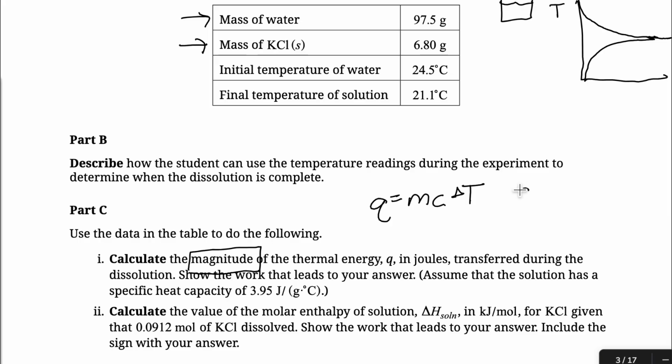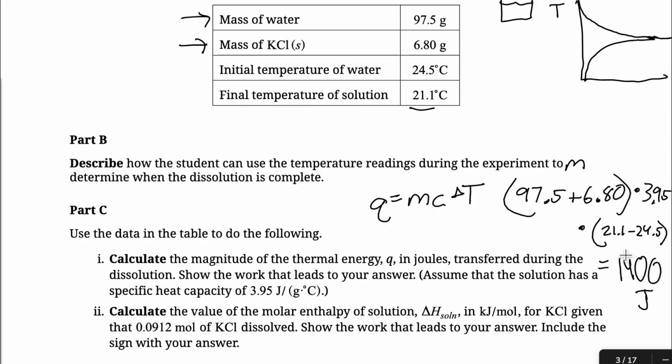So we have 97.5 plus 6.80. That's for m. And then for c, that's your specific heat. It gives you the specific heat, 3.95. And then multiplied by ΔT. T final minus T initial is going to be 21.1 minus 24.5. And then you're just going to put this into your calculator to get your magnitude of Q. So when I plug this into my calculator, I get a magnitude of 1400 joules.